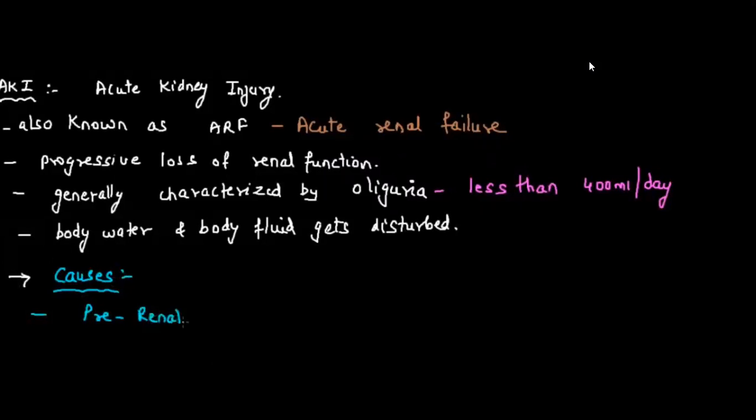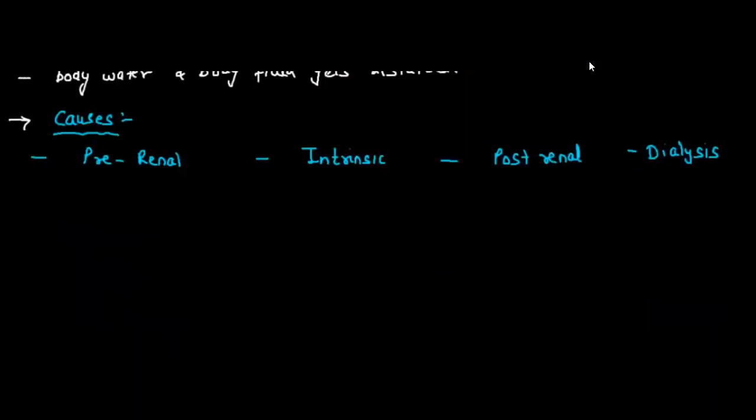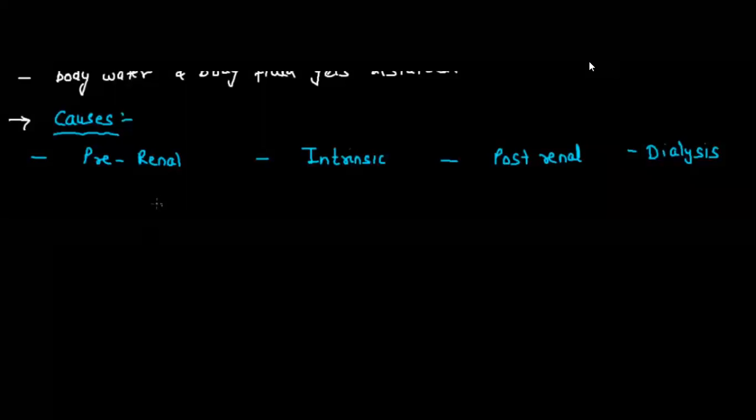Let's understand the causes of AKI. The causes can be pre-renal, intrinsic, or post-renal. Pre-renal means there is some damage before the kidney. Intrinsic means there is some damage inside the kidney. Post-renal means there is some damage after the kidney. All these three are reasons for AKI, and the treatment is only one, that is dialysis. So if there is pre-renal, intrinsic or post-renal damage, it can be treated by dialysis. But remember, dialysis is not a perfect technique. Why? We will see later.